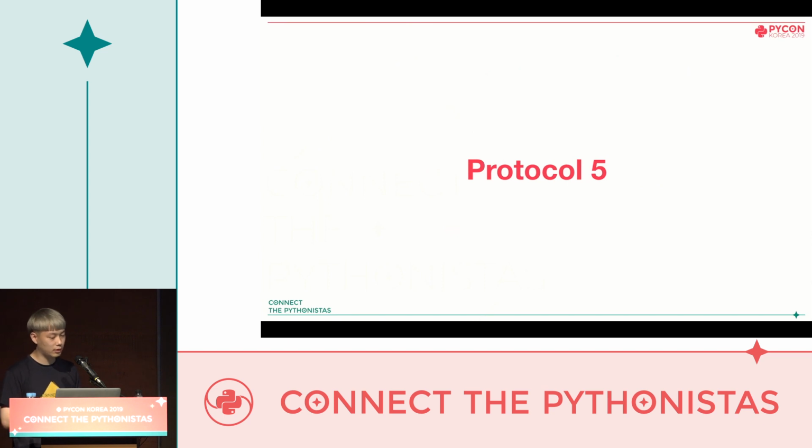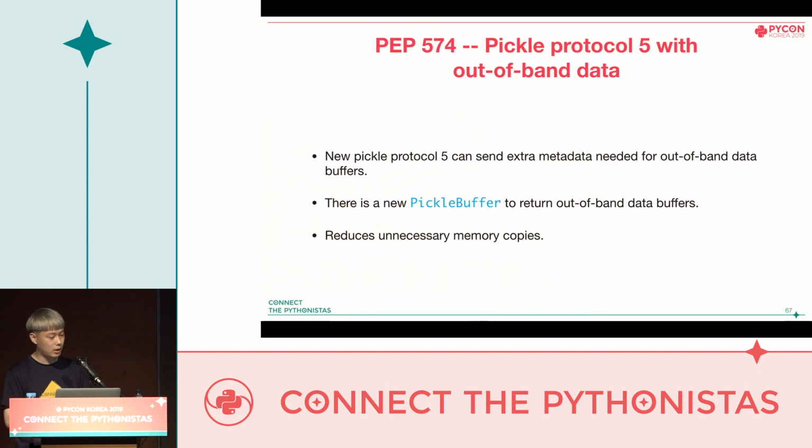And there's a new protocol number 5 coming in Python 3.8. So this is about out-of-band data where you can send metadata and reduce unnecessary memory copies. If I understood Protocol 5 correctly, we can send metadata to the out-of-band data. That's different from the main in-band data. And then we can send the memory view of a certain contiguous memory so that we don't have to call memory copy or something like that. So if you're more curious, please refer to Python Enhancement Proposal 574.